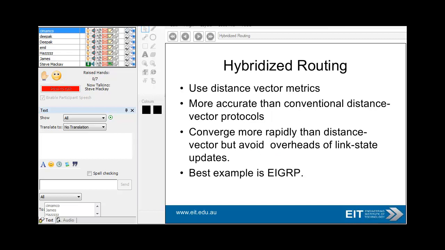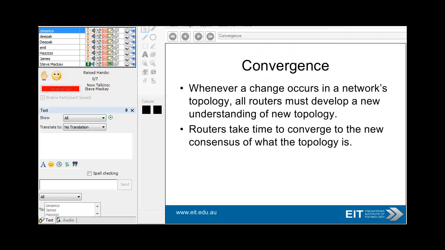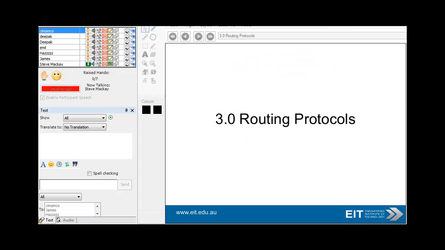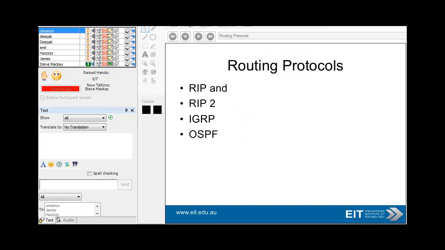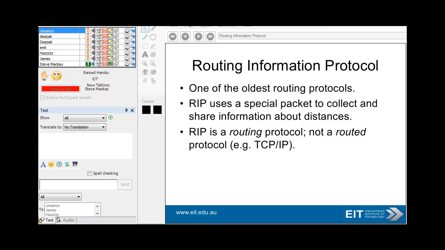Hybridized routing, which is a combination, uses distance vector like the RIP protocol, and they converge more rapidly, but add some of the overhead link state, and probably the most famous example is the IGRP. Convergence is the concept that you use when you make a change to the network, the structure, lots of routers all connected together. How quickly do the routers work out what the new structure is? That's convergence.